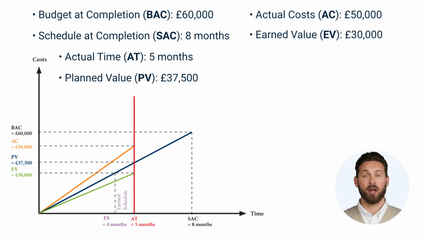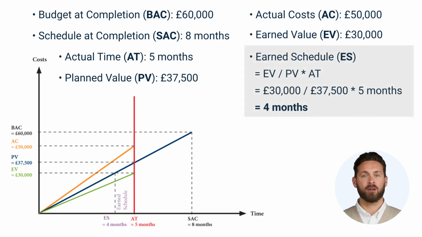To evaluate the time progress, the earned schedule, ES, we divide the earned value by the planned progress of the work and multiply the result by the time spent on project work so far. The time value of our project is 4 months as of the reporting date. This means that the earned value of £30,000 should have been achieved after 4 months if everything had gone according to plan. This shows that the project is not only over budget, but also behind schedule.